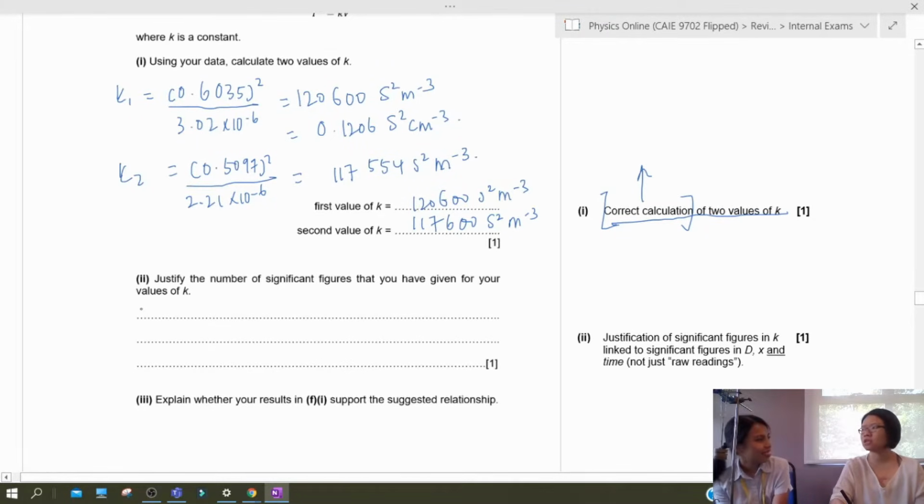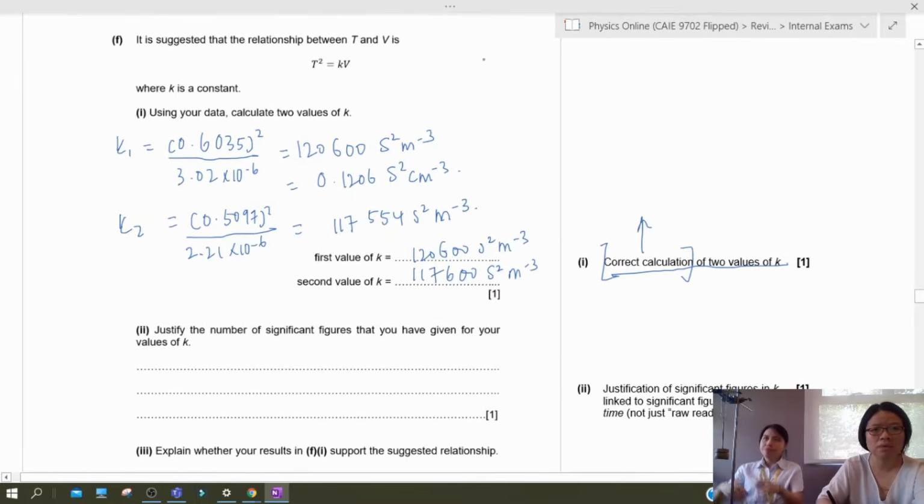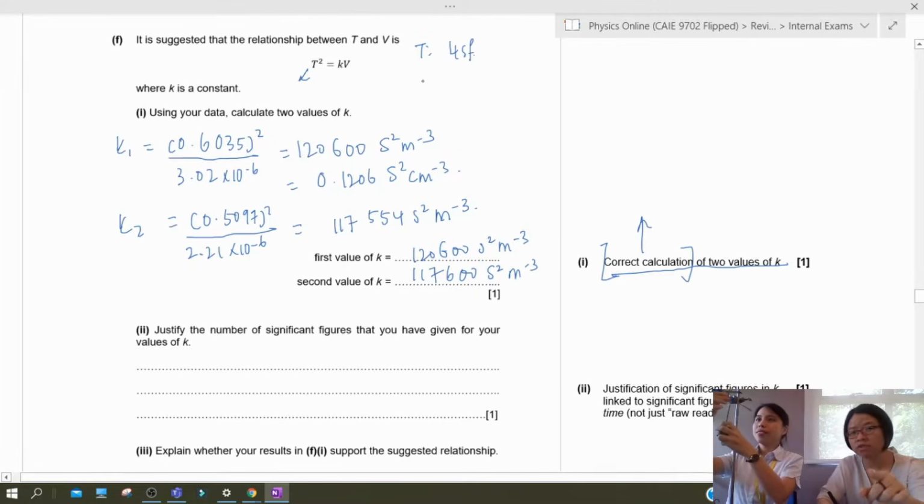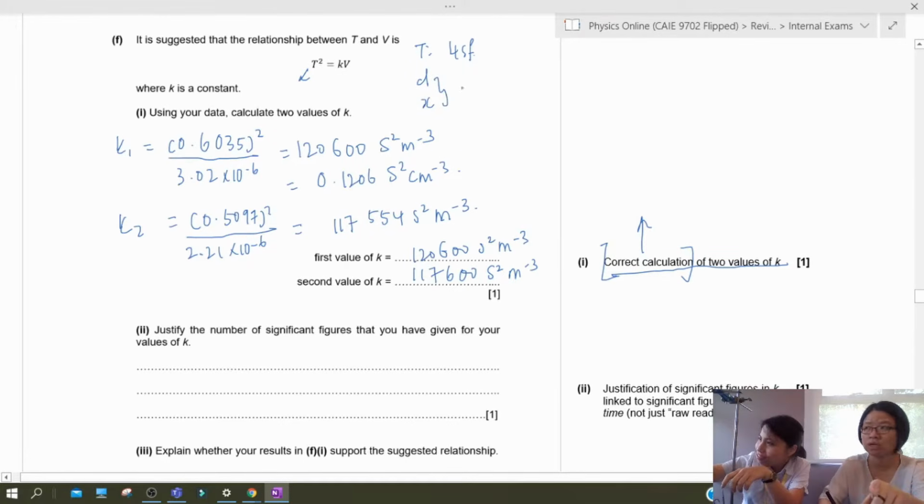How to justify? Why we choose the SF? Okay, what did we measure? You mean the raw values to get K? To get K, we measure T. We measure time, stopwatch. So T is 4 SF. Did we measure V? No, we measure the spring D and X. So D and X using ruler is 2 SF.